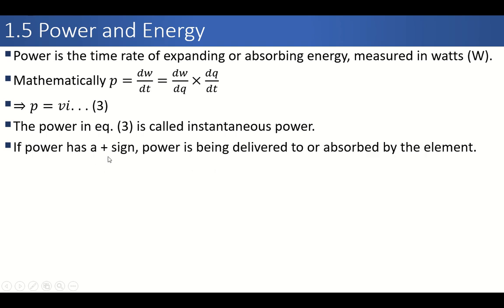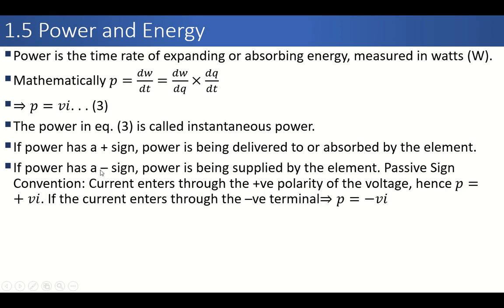If power has a positive sign, power is being delivered to or absorbed by the element. Suppose we have an element in the circuit and its power turns out to be positive, so it means that element is absorbing power. If power has a negative sign, power is being supplied by the element. So this is again the case of the battery. Obviously the battery supplies power, so mathematically we say that power supplied by that element is negative.